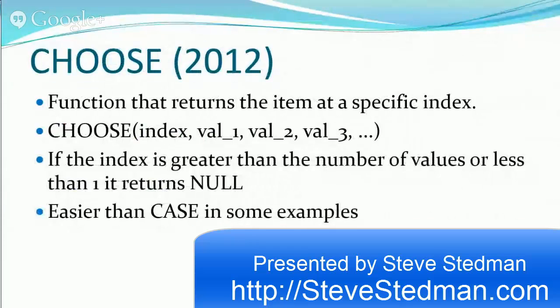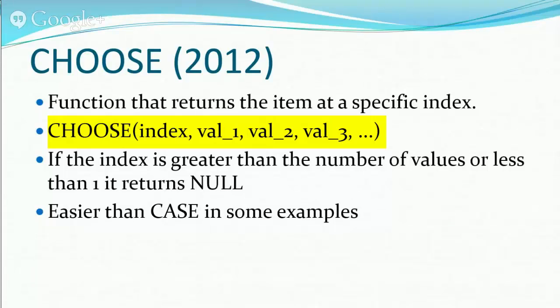The CHOOSE function, again, this one was introduced in SQL Server 2012. It's a function that returns an item at a specific index. So you give it CHOOSE, you give it an index, which is just going to be an integer, and a number of values, a number of parameters being passed in. It gives you back the one that's at that position.